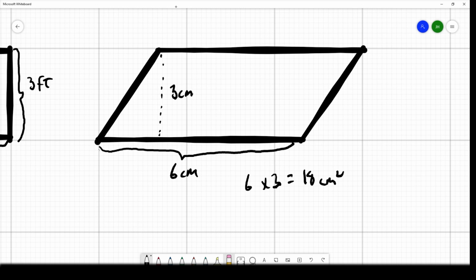Now remember, don't go by this number on the side. So do not use the slanty side. We're looking for base times height. So if it gets all tilty like this, then it is base times height.